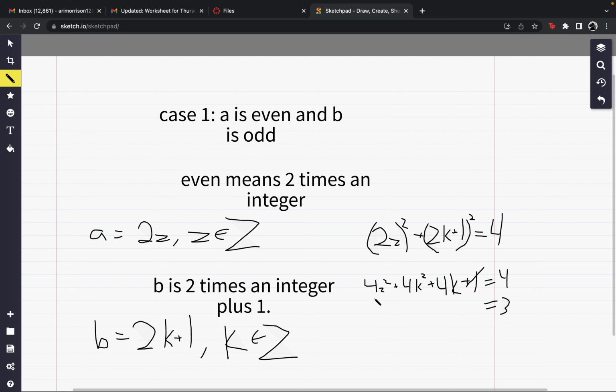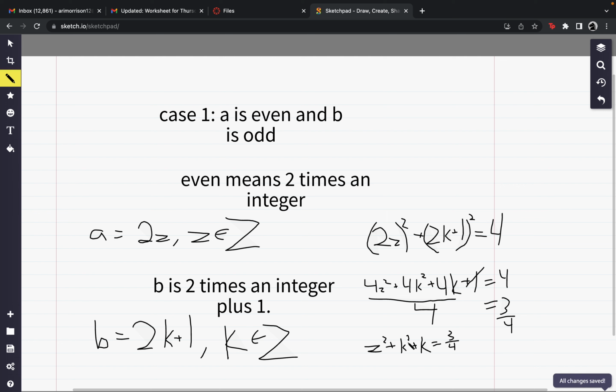So now, if we divide both sides by 4, just simplifying this equation, we have z squared plus k squared. This is the aha moment. It's coming up right here. Maybe some of you guys have already figured it out, or you've looked at the proof and you know the answer. Equals 3/4.